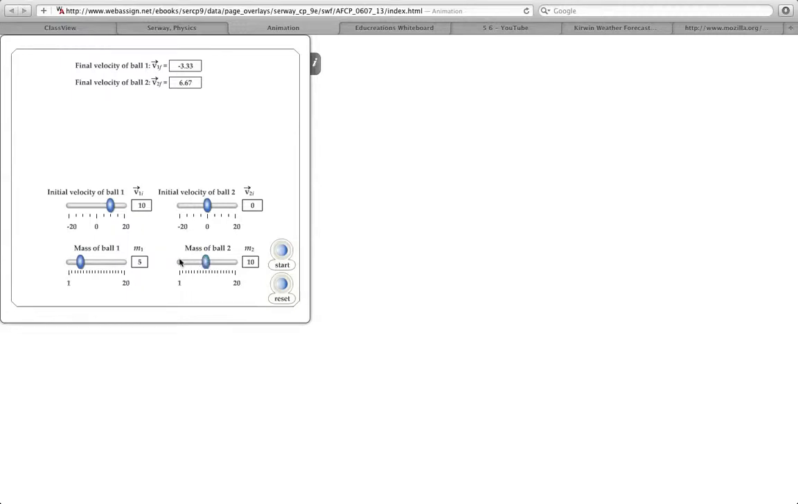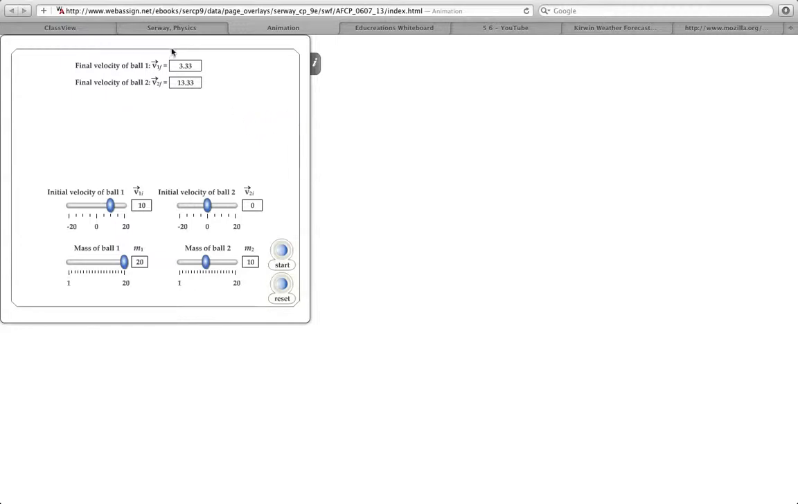Let's go ahead and increase the mass of ball 1 up to 20. So now ball 1 is 20, ball 2 is 10. And ball 1 is going to come in with this velocity again of 10, and we're going to see what happens. So ball 1 comes in, and you can see here that ball 1 keeps going, but it slows way down.